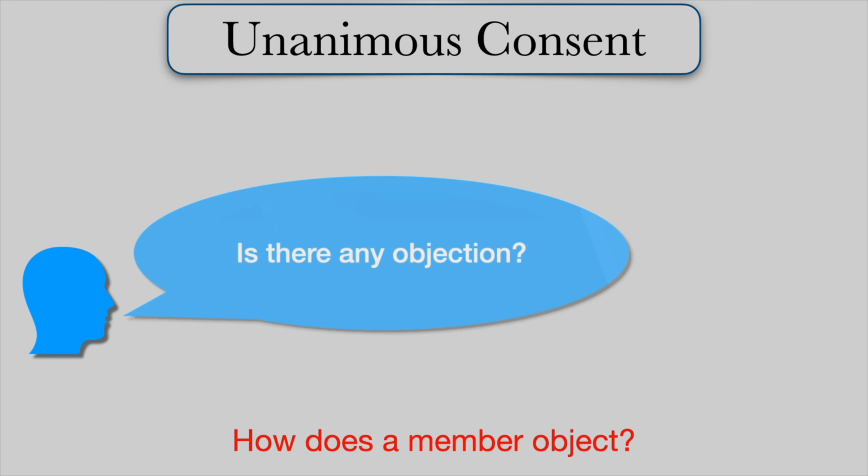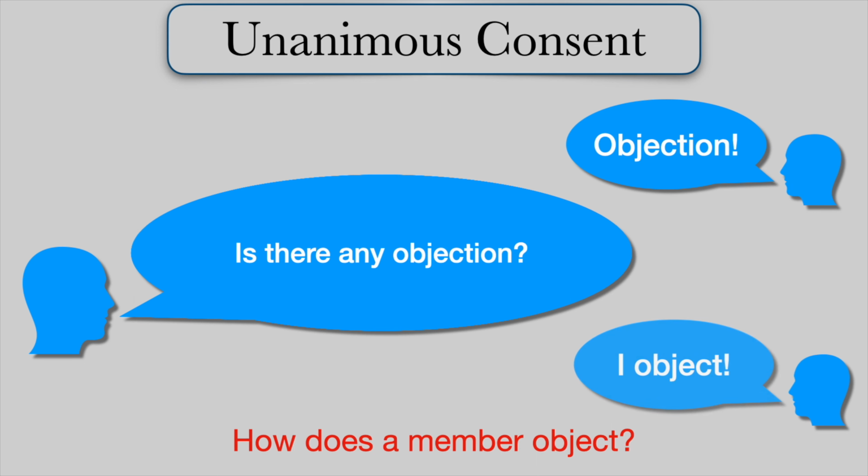Well, when the chair asks, is there any objection, or at any time when it is clear that the chair is asking for unanimous consent, a member simply calls out objection, or I object. You do not need to be recognized by the chair to object. You simply say objection or I object.